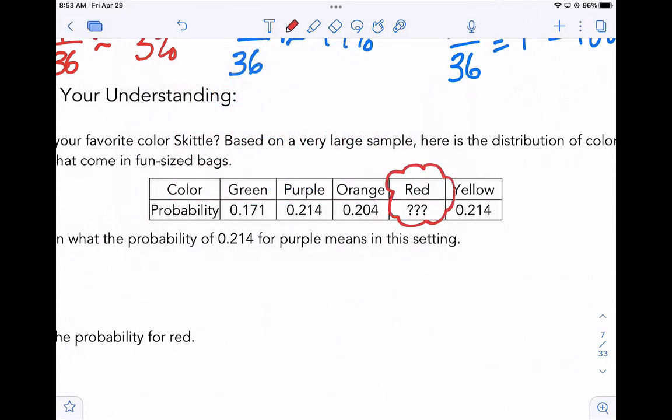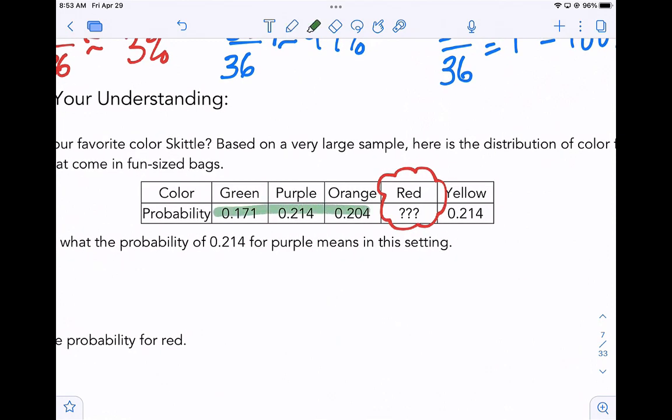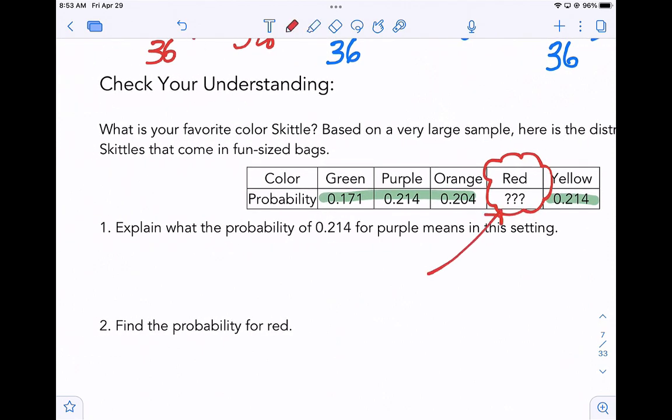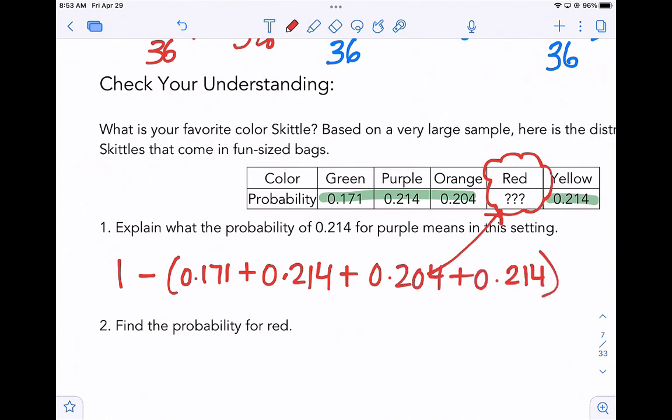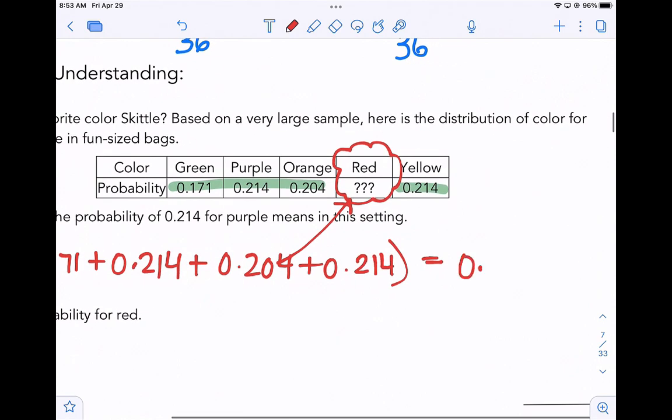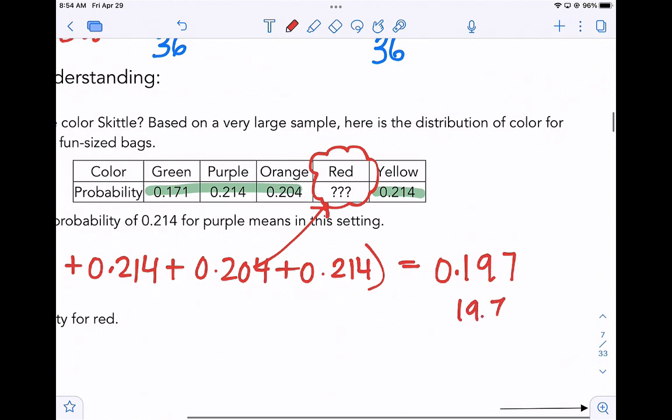Well, we know that our probability has to add to 1. And so if we add up all the other probabilities and subtract from 1, we should get the red. So let's do 1 minus each of these probabilities. Okay, so I'm just subtracting all of these to get red. So 1 minus 0.171 plus 0.214 plus 0.204 plus 0.214, and that is 0.197. So we only have a 19.7% chance of getting my favorite color, a Skittle, which is red.